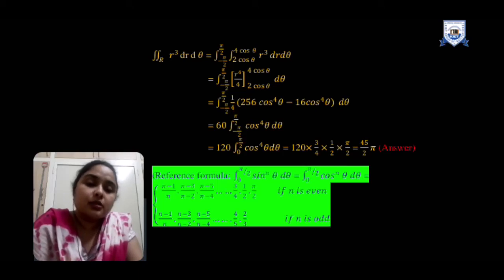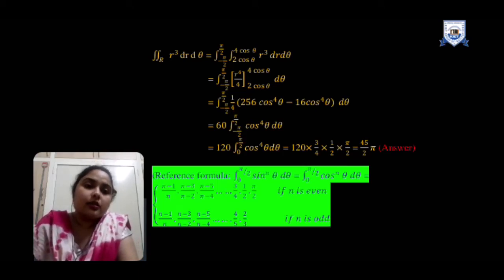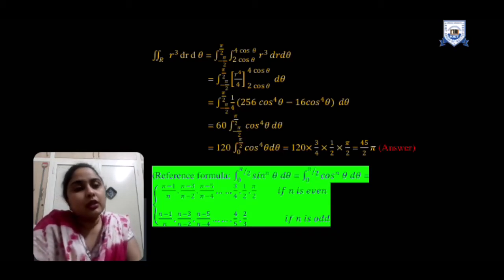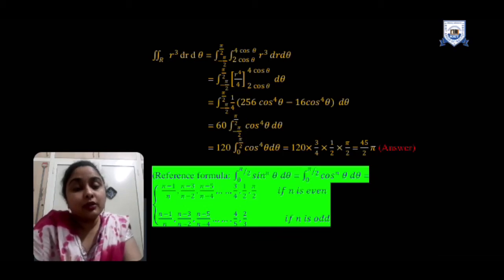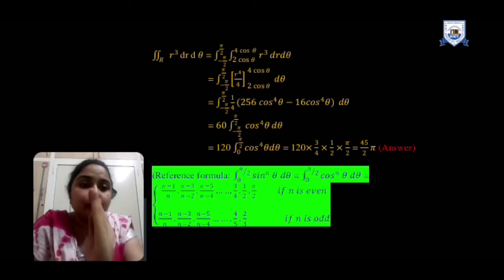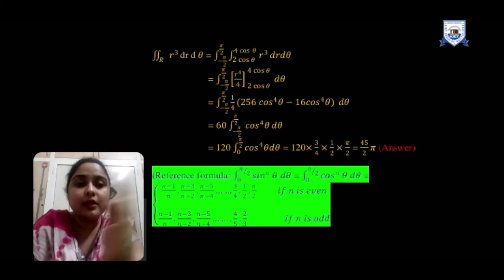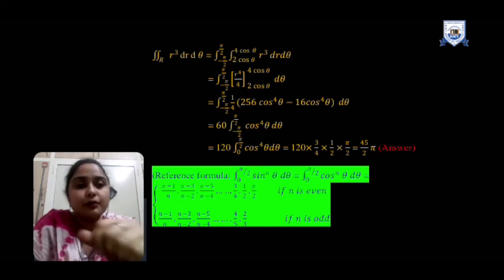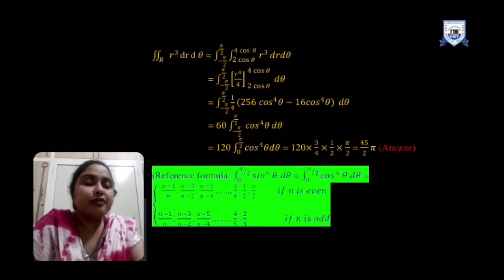And the reference formula, I must tell you, in this green box highlighted, is a reference formula in case we are having 0 to pi by 2 limit for sine raised to the power n theta or cos raised to the power n theta. If n is even, then we will use the upper formula. Here n is even, so we are using the upper formula. N is equal to 4, so putting 4 minus 1 upon 4, that is 3 by 4, 4 minus 3 by 4 minus 2, that is 1 upon 2, and after 1 upon 2 you will stop creating the next terms. 1 upon 2 is the last term you can see in this green bracket, and thereafter we will multiply it by pi by 2 as per this formula. But if n is odd, then we will use the next formula I mentioned there without pi by 2. So in this manner, calculating the whole term, we will have 45 by 2 pi.